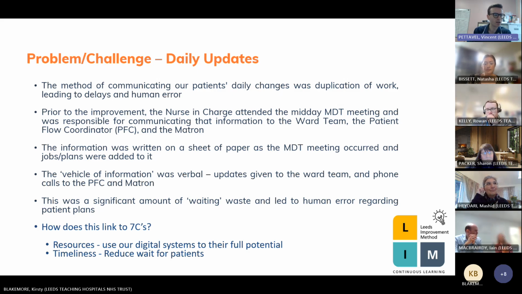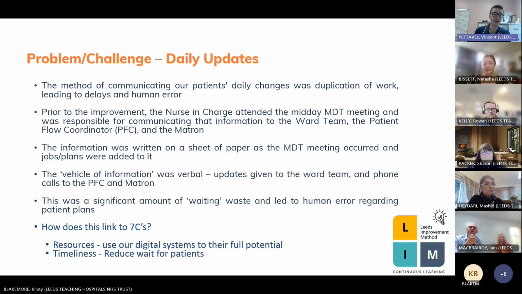So the slide's quite wordy, but in terms of what was happening, we were having a great deal of duplication of information, which was leading to a wastage of nursing time, and that was duplicated across the nurse in charge, the matron, and the patient flow coordinator. This vehicle of information was noticed when we were planning this test of change, and this is what we wanted to make better and more efficient. In terms of waiting waste, that was the main thing that we wanted to combat.